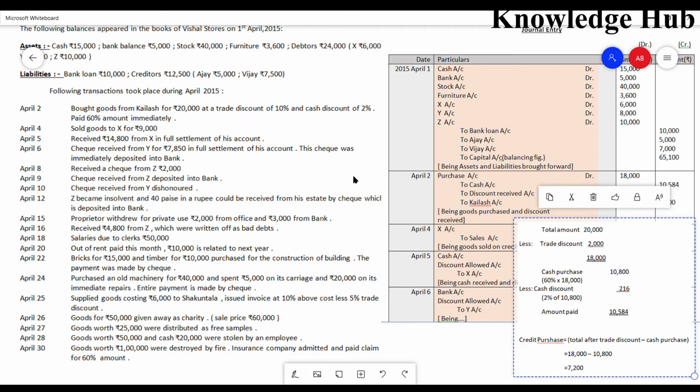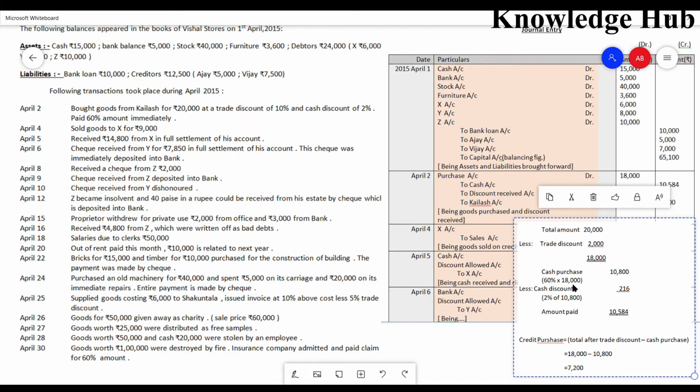Now what is said next is, again we have received a cash discount of 2%. Paid 60% amount immediately means I have made 60% of the purchase in cash, and the remaining 40% is therefore the credit purchase. Now, when I'm receiving a cash discount, definitely I'm going to receive it for the cash purchase and not the credit ones. So first, we need to calculate what is the amount of our cash purchase. The amount of our cash purchase is 60% of the total amount after the trade discount. So this is what I have done.